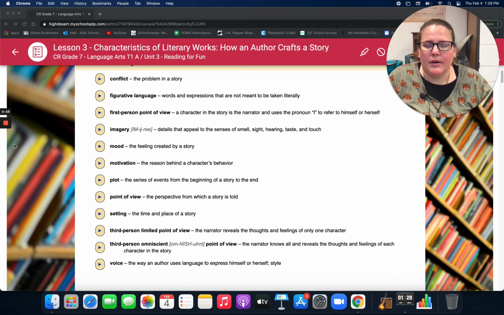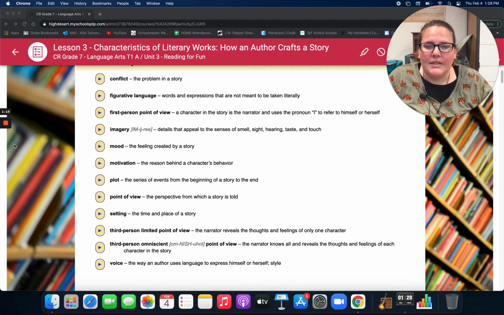Motivation is the reason behind the character's behavior. Plot is the series of events from beginning of a story to the end. Point of view is the perspective from which a story is told. Setting is the time and place of a story. Third person, limited point of view. The narrator reveals the thoughts and feelings of only one character.